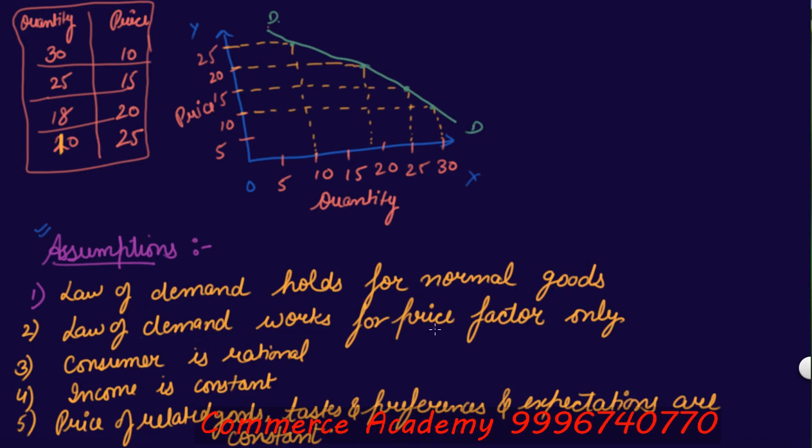Law of demand works for the price factor only. We did the determinants that affect the demand, meaning the factors that affect the demand. There were 5 factors in the individual demand: price of the commodity, price of related goods, income of the consumer, taste and preferences, and expectations. So, the law of demand works only for the price factor. Consumer is rational. Income is constant. The income of the consumer does not change. The price of the related goods, taste and preferences, and expectations are constant.